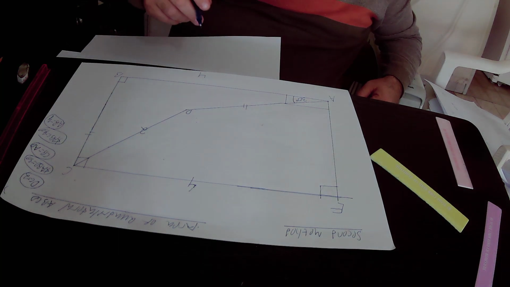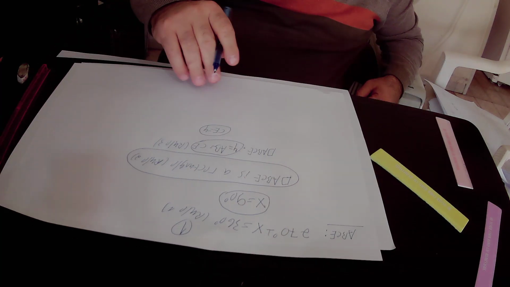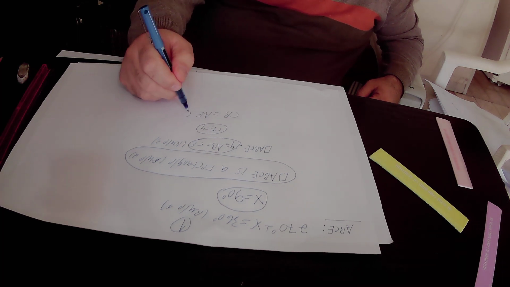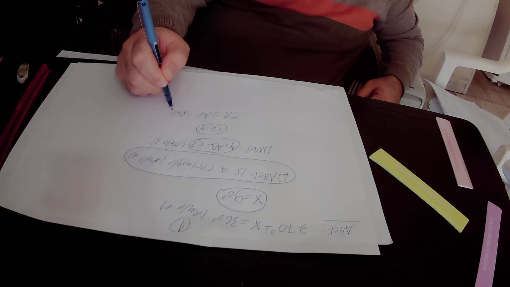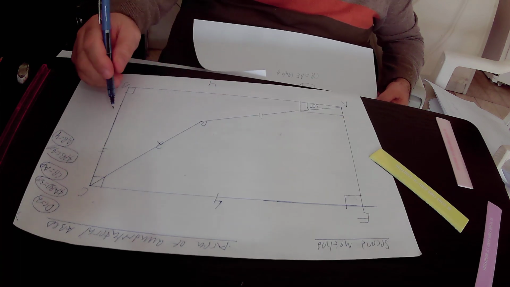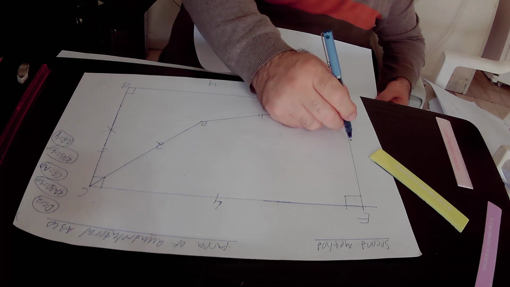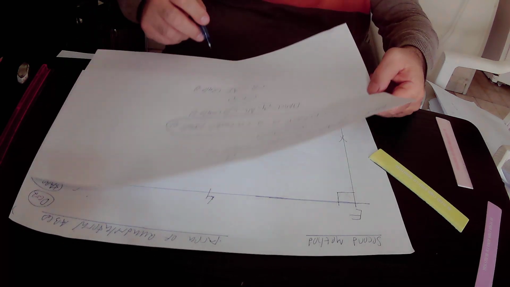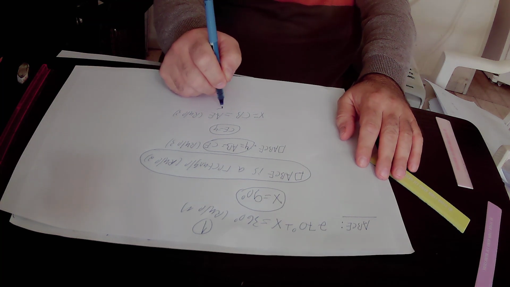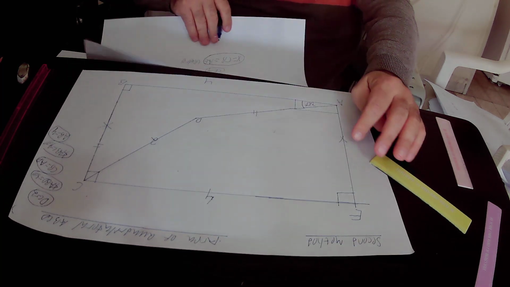Likewise, according to rule number 3, CB equals AE. And if we define CB as X, then AE will also be equal to X. So CB equals AE equals X. Both those two sides are equal to X.